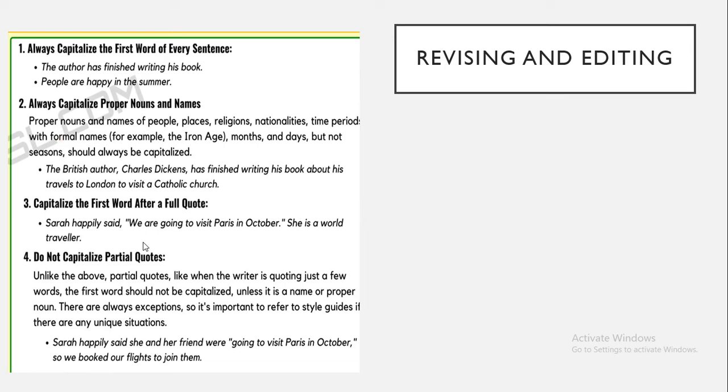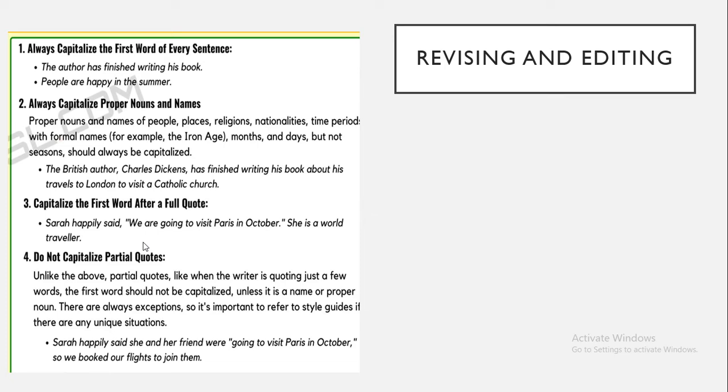However, you do not capitalize partial quotes. A partial quote is when you're only quoting just a few words that the person may have said, not the complete sentence. So, for example, instead of saying, "We are going to visit Paris in October," you could say, "Sarah happily said that she and her friend were going to visit Paris in October. So we booked our flights to join them."